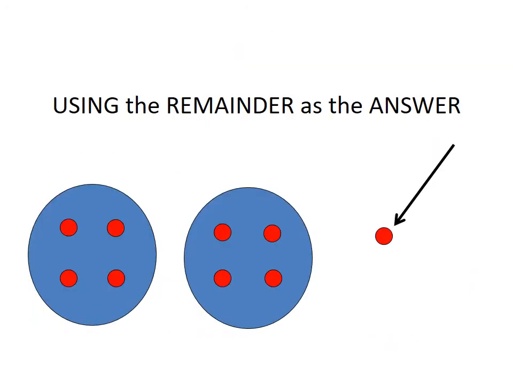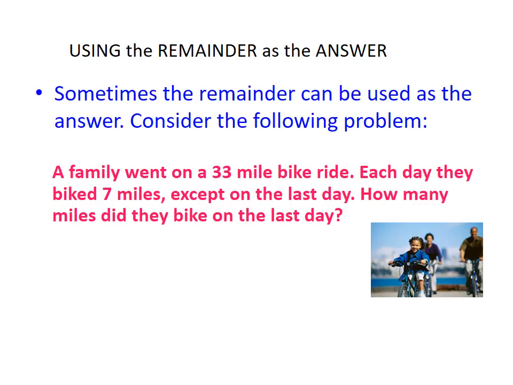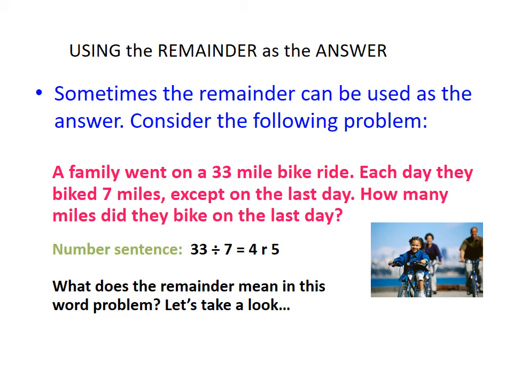All right, and finally, we can use the remainder as the answer. Sometimes the remainder can be used as the answer. Consider the following problem. A family went on a 33-mile bike ride. Each day, they biked 7 miles, except on the last day. How many miles did they bike on the last day? As a number sentence, it will look like this: 33 miles divided by 7 miles a day gives us 4, remainder 5. What does the remainder mean in this word problem? Let's take a look.